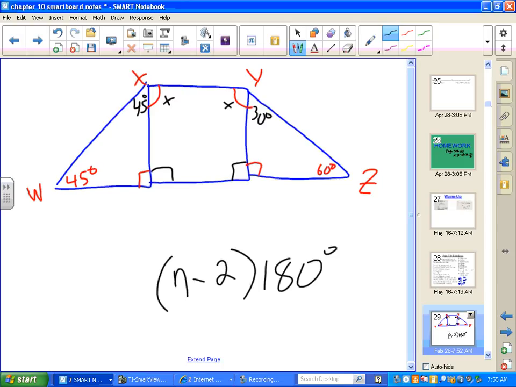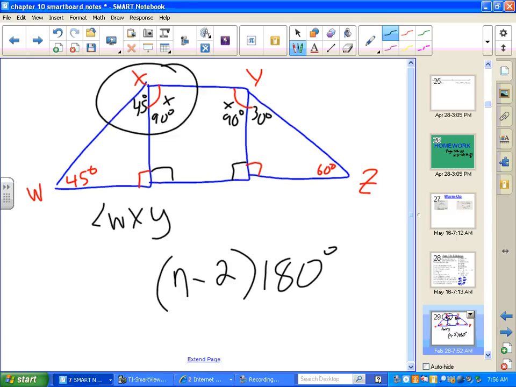If these are both x, 2x plus 90 plus 90 equals 360. If you solve that, you know each of these are 90 degrees. So they ask you to find WXY. So angle WXY is right here. What is angle WXY? Briar?